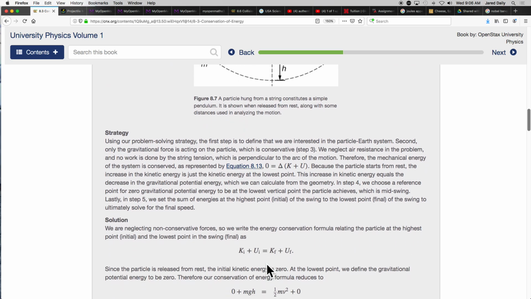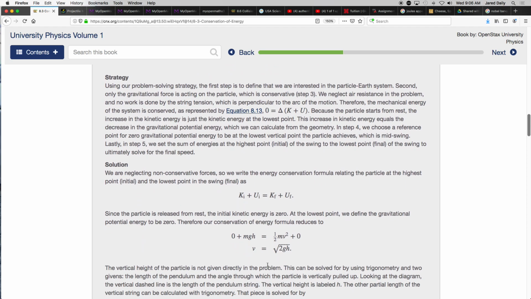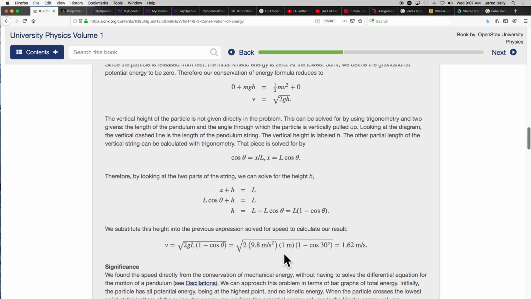And so your equation is really quite simple. There's no non-conservative work. So it's final kinetic energy minus initial kinetic energy, final potential energy minus initial potential energy. And when you solve that equation, you get something like this, where you have just the initial potential energy on one side and just the final kinetic energy on the other side. Then you can solve this for the velocity, and it ends up being the square root of 2gh. Then you just plug in numbers.